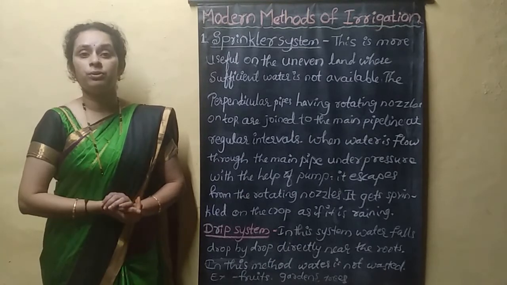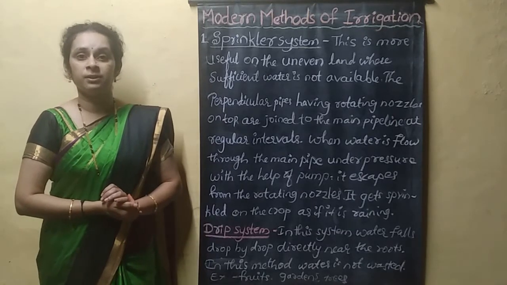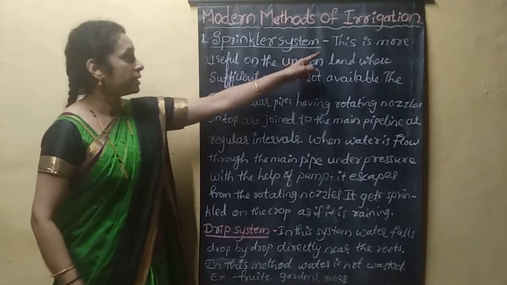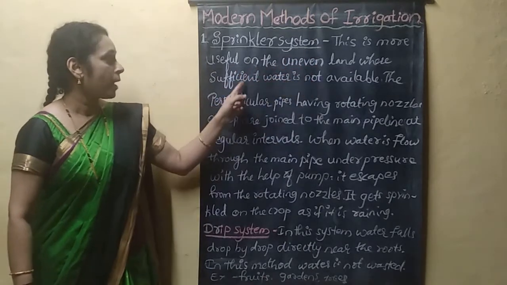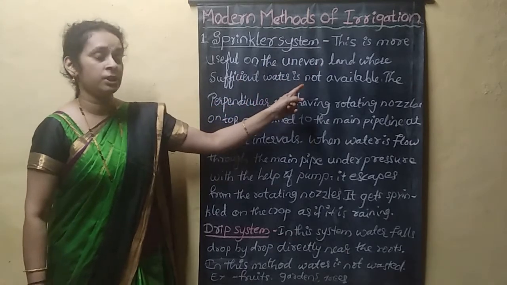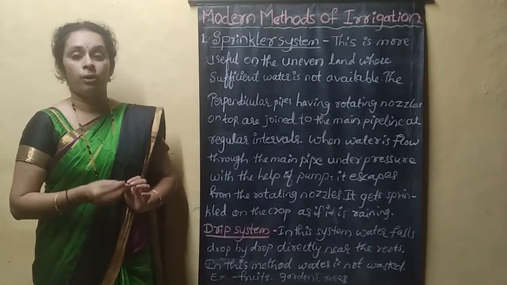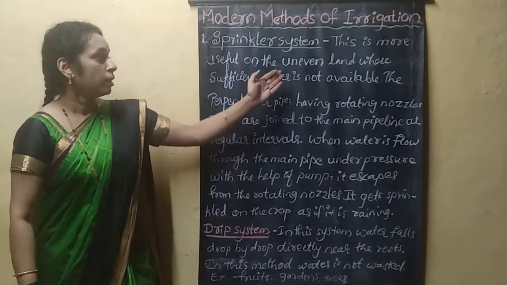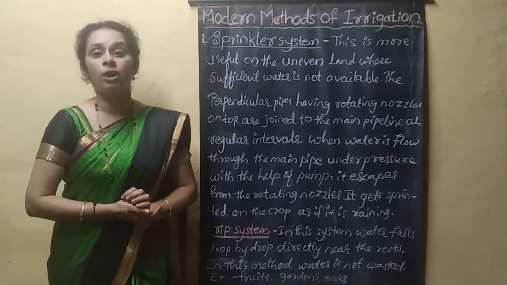Now, first we have to discuss the sprinkler system of irrigation. This is more useful on uneven land where sufficient water is not available. It holds good for uneven land where sufficient water is not available.